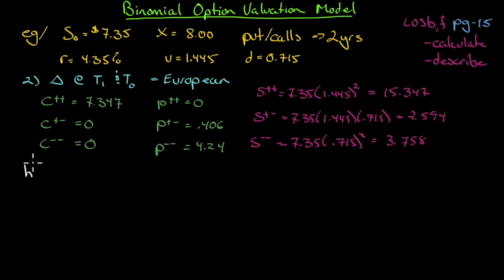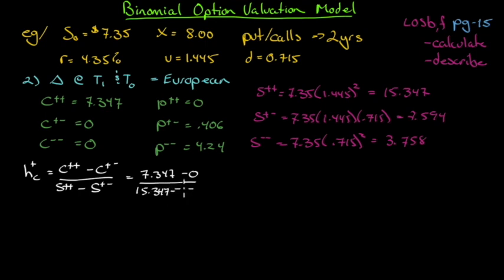Let's calculate our hedge H plus for the call. So that's H plus. H plus is at time period 1. The sub C means it's for a call. We know that that is C plus plus minus C plus minus over S plus plus minus S plus minus. And we have all of our numbers up here, so we just plug it in. 7.347 minus 0 over 15.347 minus 7.594 gives us 0.9476. So that's H plus C.